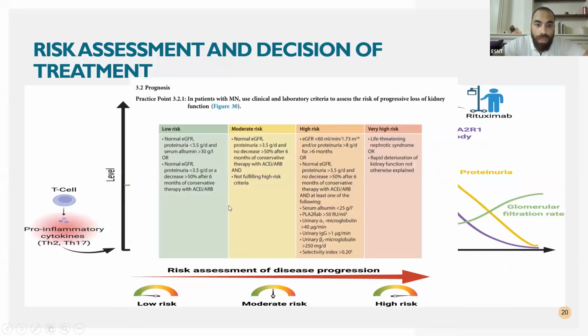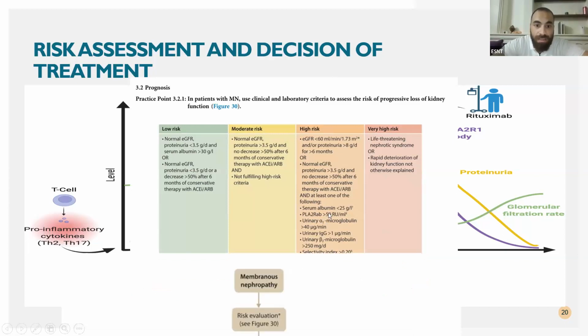You can see, as we mentioned, there are three or four main categories according to GFR and proteinuria and antibody titer. And the cutoff used in the KDIGO guidelines is 40 relative units per ml, which is very high, but it's confirmatory. This is a very nasty disease and it needs to be treated.